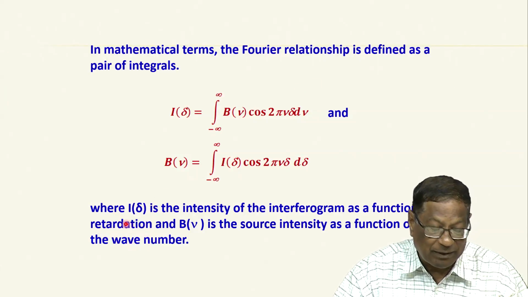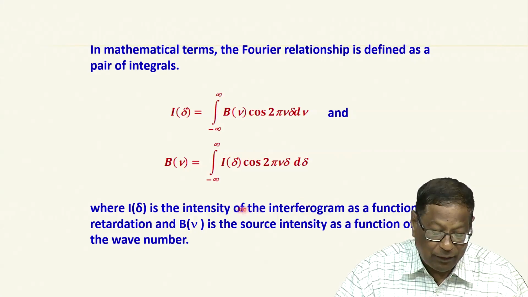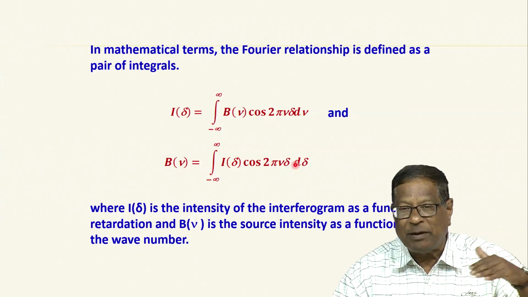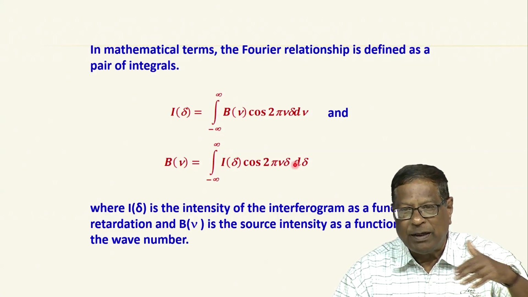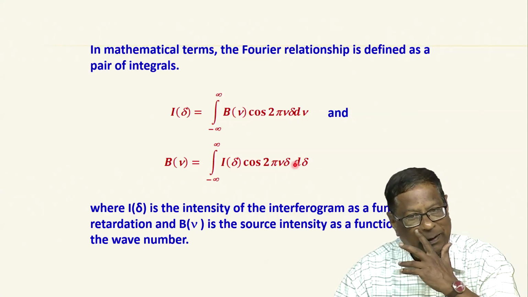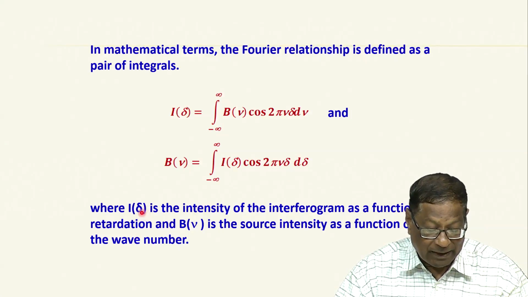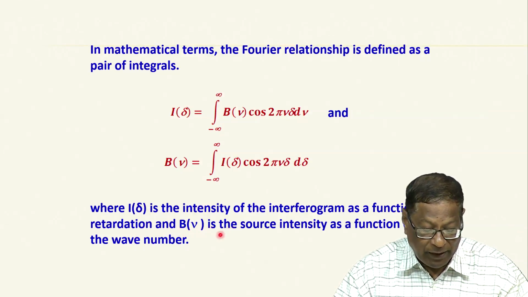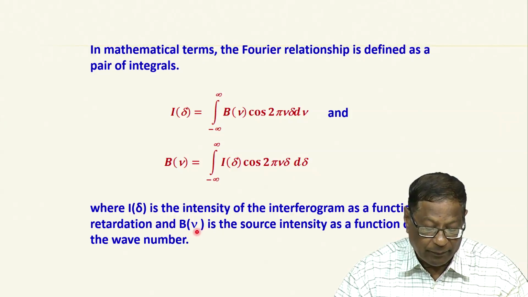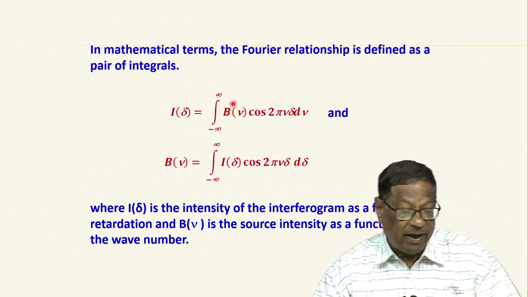That you should remember. So, the one is intensity of the interferogram as a function of the movement, lambda by 4, lambda by 2, 3 lambda by 4, like that. That is I(δ), and another is B(ν). B is the source intensity as a function of the wave number. So, what is that I(δ)?